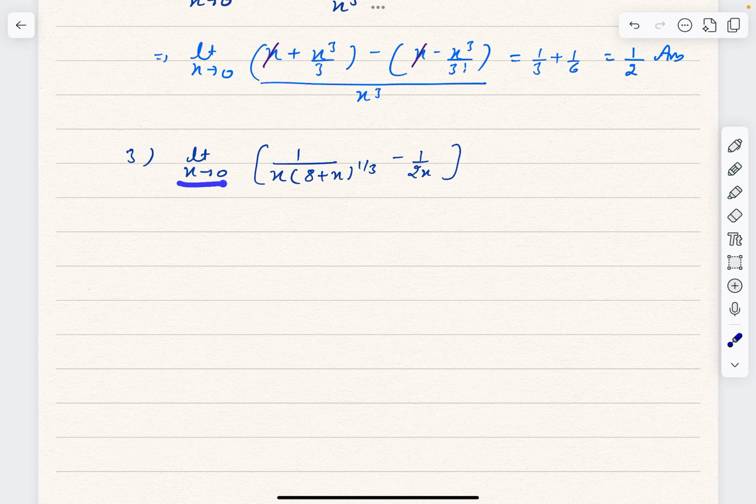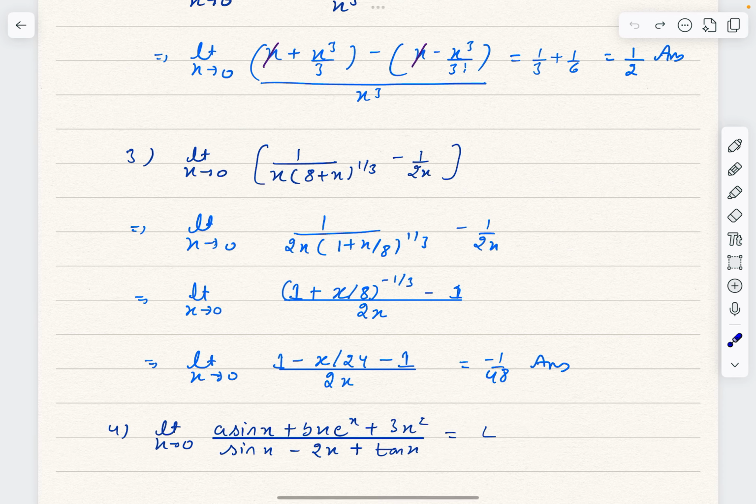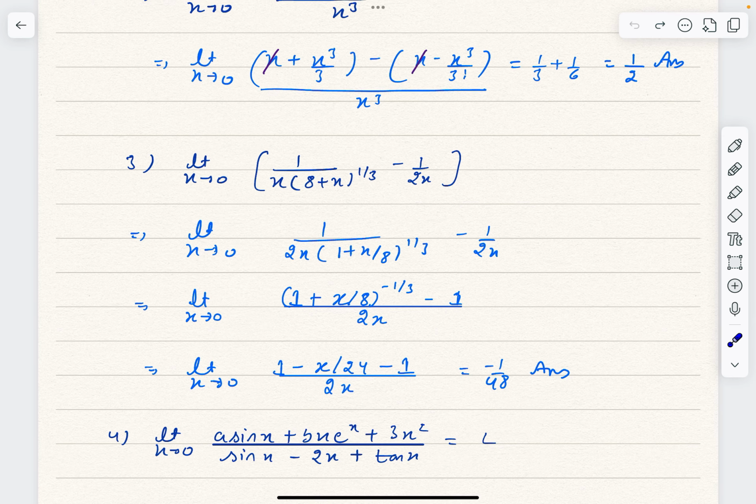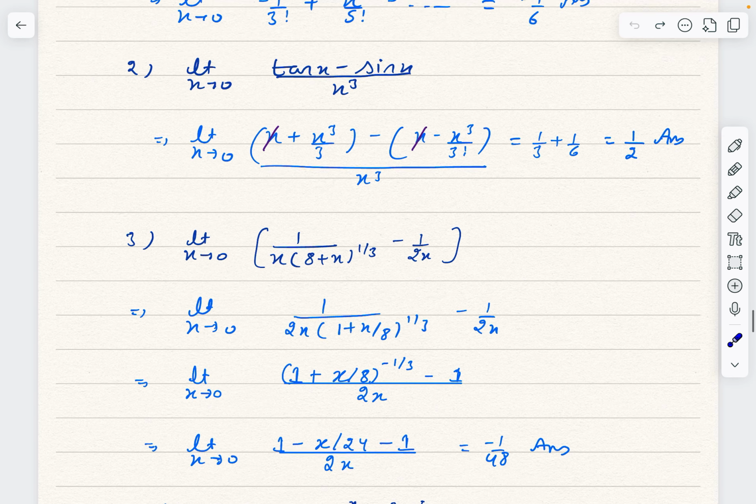We have limit x tends to 0 of 1 by x into (8 plus x) raised to power 1 by 3 minus 1 by 2x. It's a good problem. Give it a try, guys. Let us start the discussion. The answer for this problem is minus 1 over 48. See, what you can do here is we have 8 plus x. I take 8 common out, and when you take 8 common out from the cube root, it will become 2 outside. So 2x, (1 plus x over 8) power 1 by 3 minus 1 over 2x.